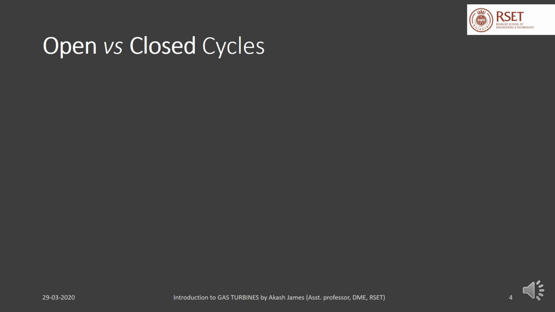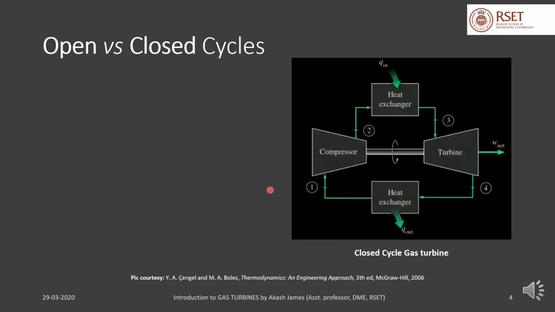Open versus closed cycle gas turbines. What we have discussed now is a closed cycle gas turbine power plant. Here the heat is added externally to the working fluid via a heat exchanger. What does that mean? Let's say the heat source is combustion of an air fuel mixture. The combustion products do not come into contact with or mix with the working fluid, but instead the heat that is generated by combustion is transferred to the working fluid via metallic surfaces in the heat exchanger.